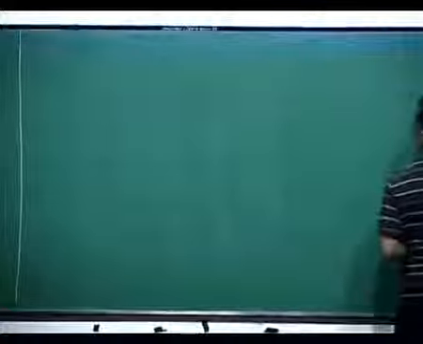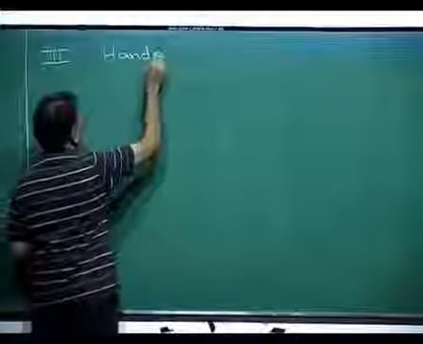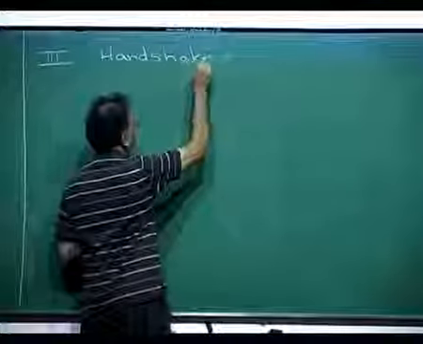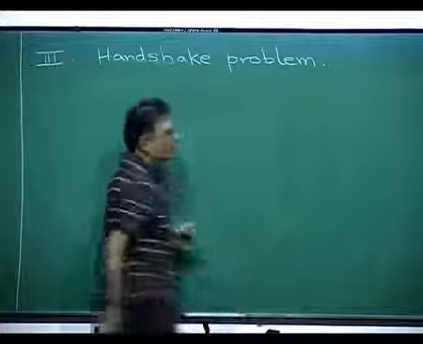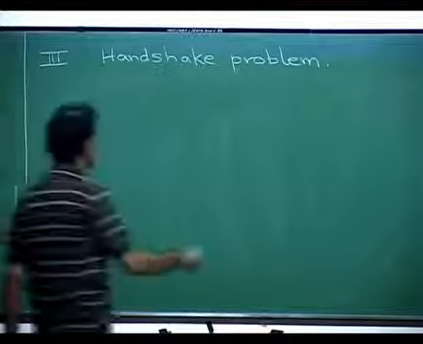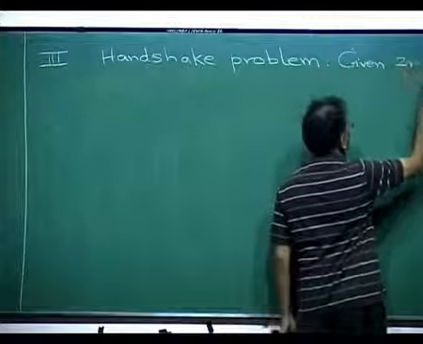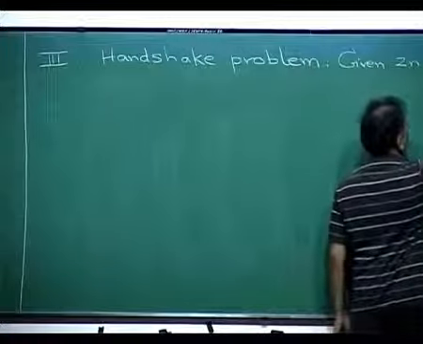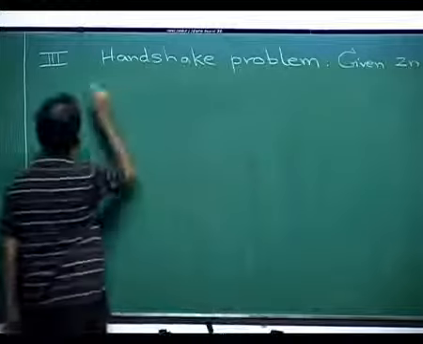And this is where the non-crossing partitions which Sundar mentioned comes in. So the third one is, let's call this the handshake problem. Okay, so you're given 2n people sitting around a circular table.